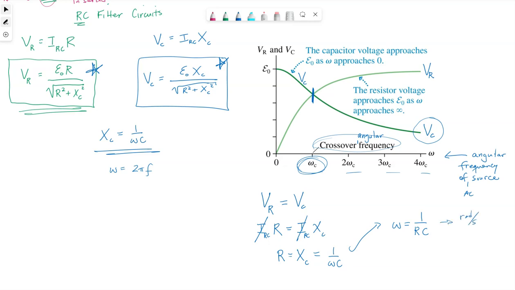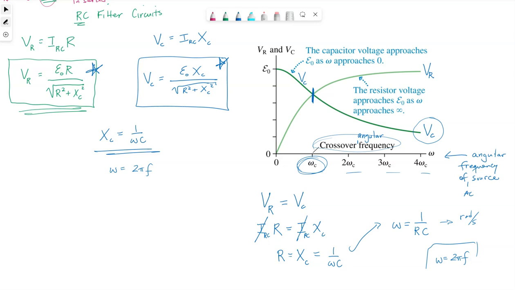So just be careful. If you see omega, that means the units will be radians per second. And if you want to get it to hertz or cycles per second, that's just a unit conversion between the two.